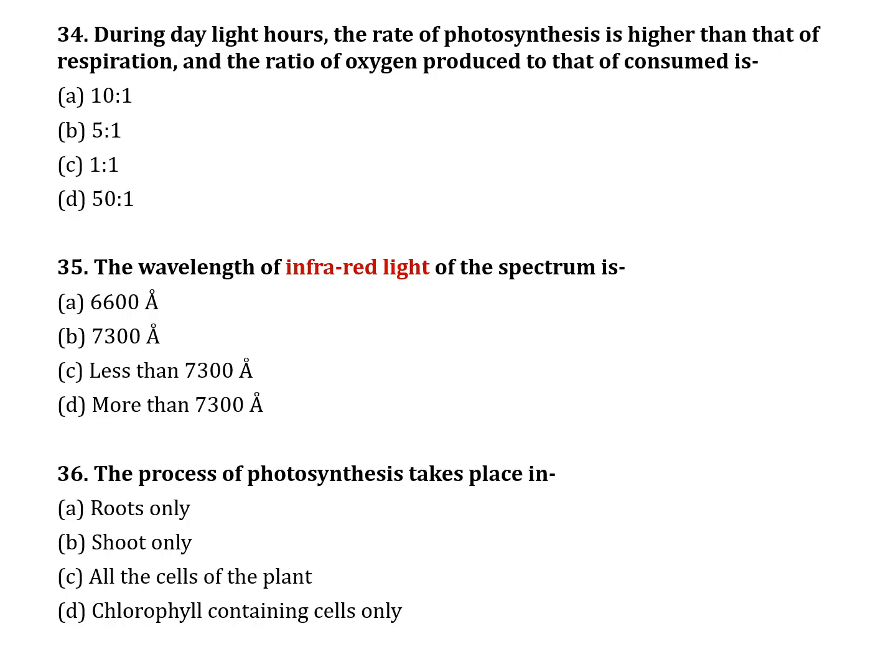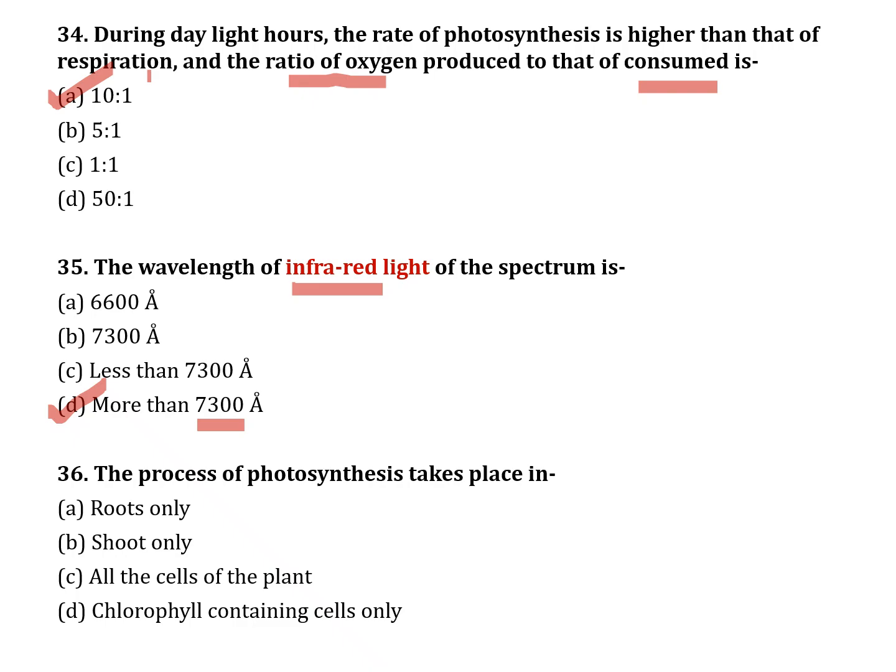The next question, number 34. During daylight hours, the rate of photosynthesis is higher than that of respiration, and the ratio of oxygen produced to that consumed is option A 10 is to 1, option B 5 is to 1, option C 1 is to 1, option D 50 is to 1. Correct answer is option A 10 is to 1. The next question, number 35. The wavelength of infrared light of a spectrum is option A 6,600 angstrom, option B 7,300 angstrom, option C less than 7,300 angstrom, option D more than 7,300 angstrom. Correct answer is option D more than 7,300 angstrom.